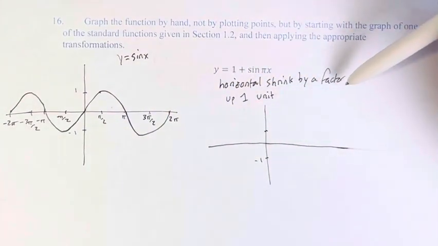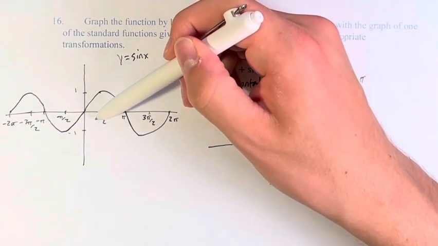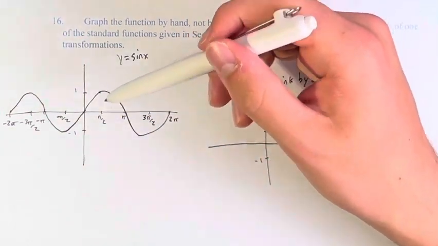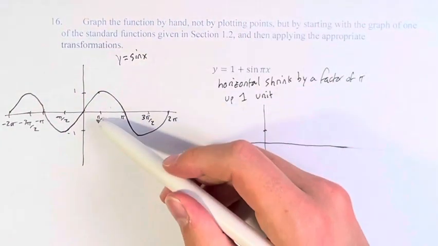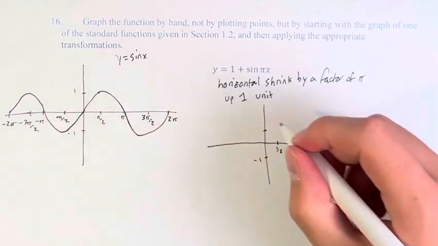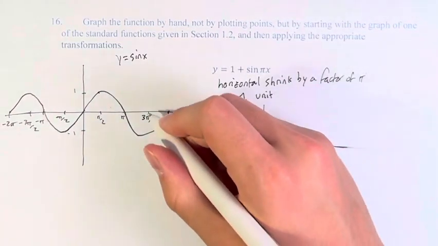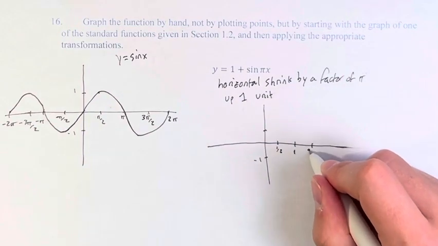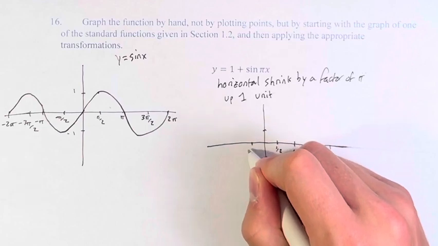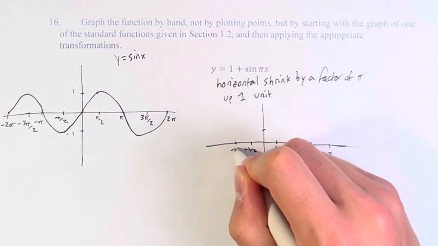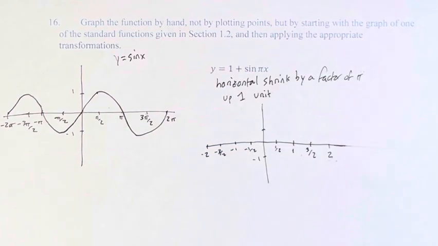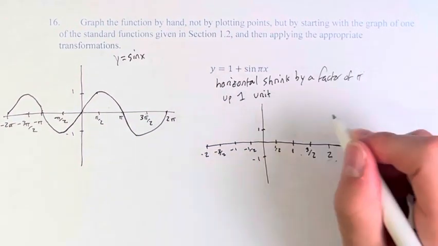So horizontal shrink by a factor of pi, that means it's going to hit all of these points, but the x values are going to be divided by pi. So instead of pi divided by 2, it's 1 divided by 2, 1/2. Pi becomes 1, 3 pi over 2 becomes 3/2, or 1.5, and 2 pi becomes 2. And then a similar thing over here with all the negative equivalents. This is going from -1 to 1.